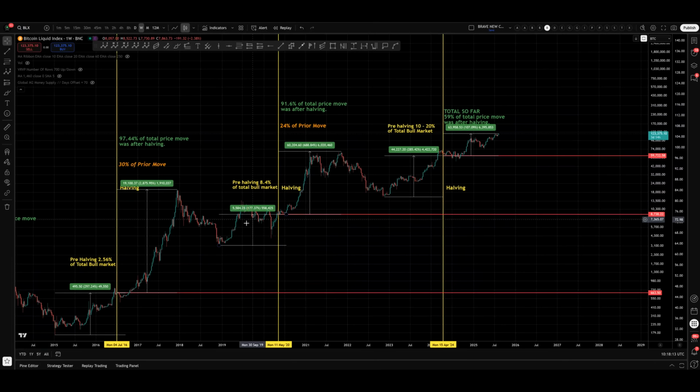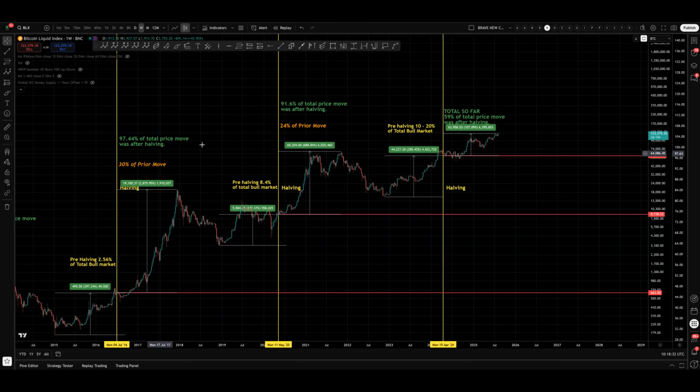Now, in the next halving cycle, we saw a 177.37% gain to the halving from the end of the prior winter. This was into the lows of December 18. And then after the halving, the post-halving move was 688.84%. This represented 91.6% of the total price move being post-halving.